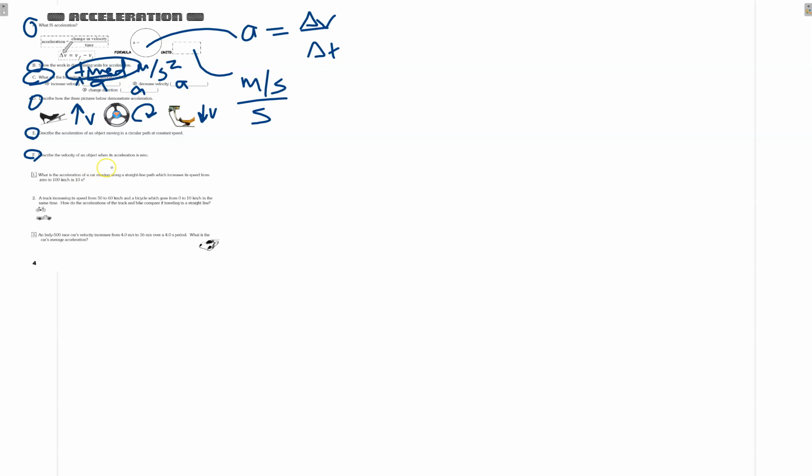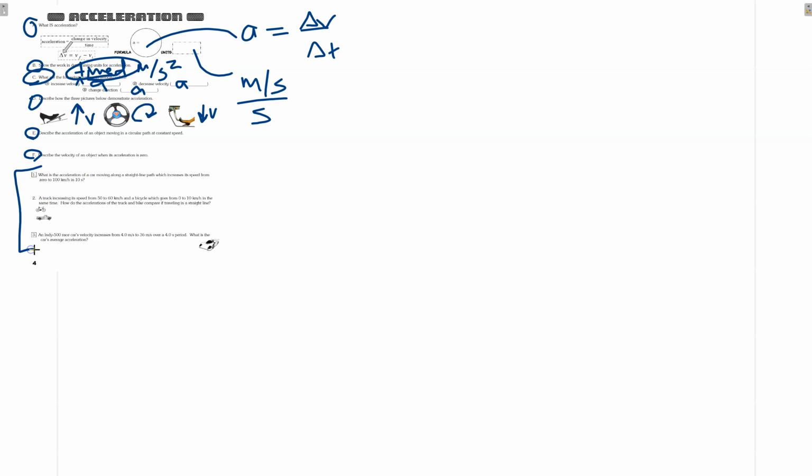Describe the velocity of an object when its acceleration is 0. An acceleration of 0 means your velocity could also be 0, at rest, or you're maintaining a constant velocity, moving without any acceleration by not going faster, slower, or changing direction.